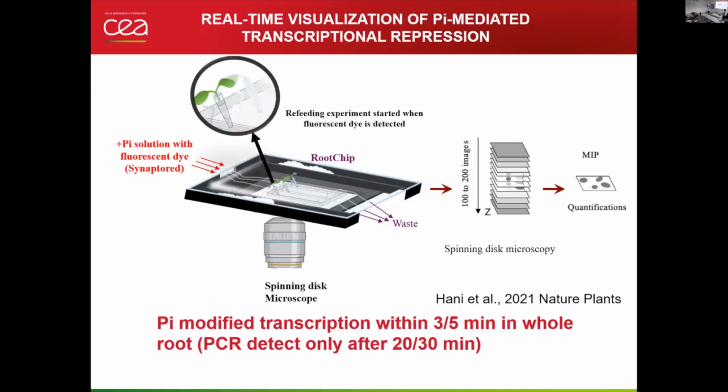If we couple that with microfluidics and a spinning disk microscope, which can take a few hundred images, we can image transcription in real time in the cells. And we used that to demonstrate that the signal received by the plants affects transcription within 3 to 5 minutes. It means that when you change phosphate concentration, the plant responds within minutes.